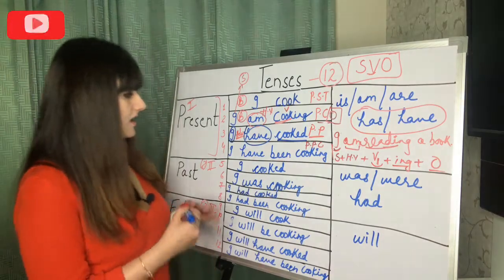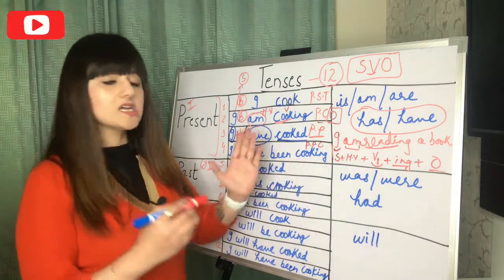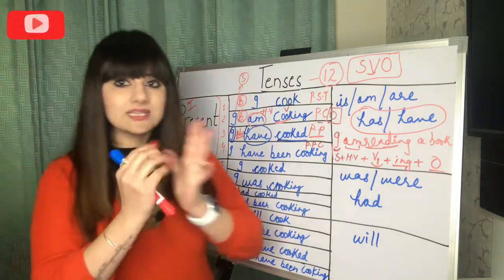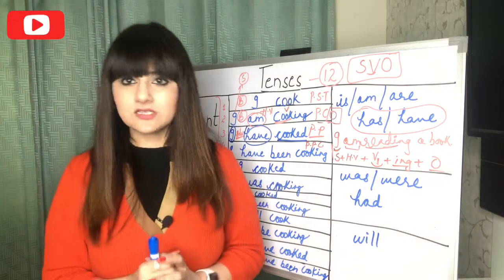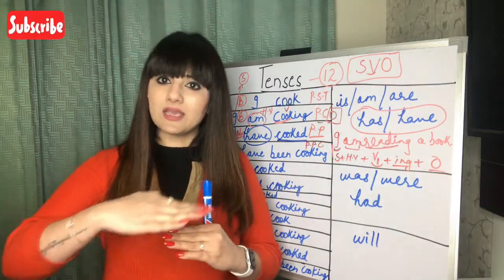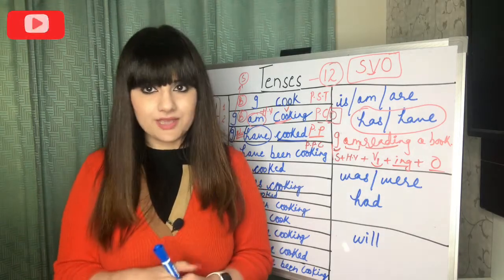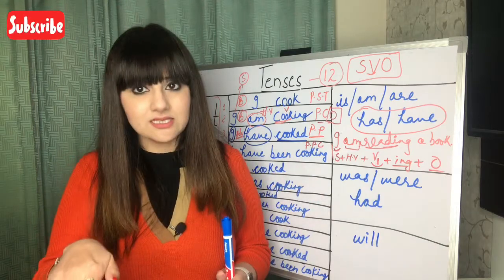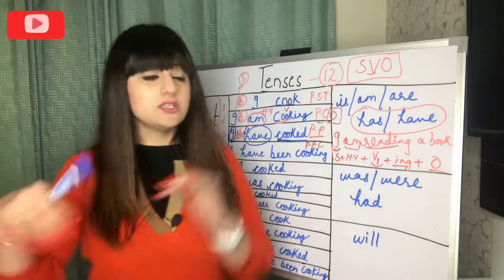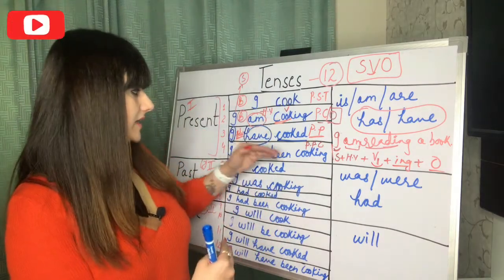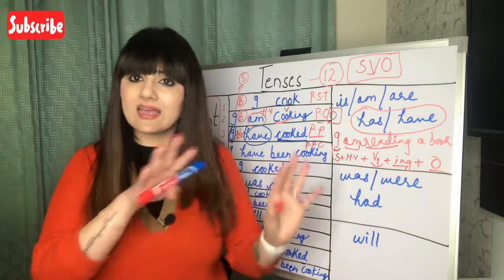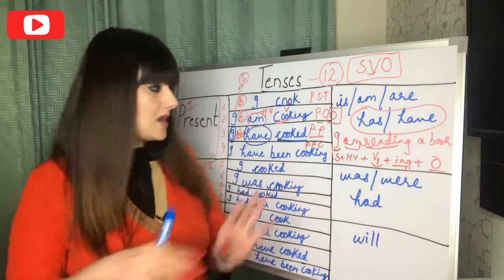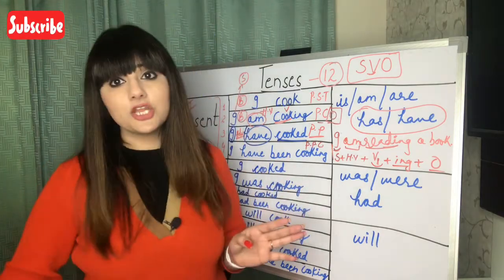Let's understand. I have been cooking since morning or for 2 hours. Let's understand what exactly the meaning of this present perfect continuous tense is. See, here I'm talking about my present situation. There is an action which started earlier, but it is still continuing. Let's compare it to the previous one. Here, I have cooked means I have done my work. I have completed my homework, means you have finished it. That's in the present.